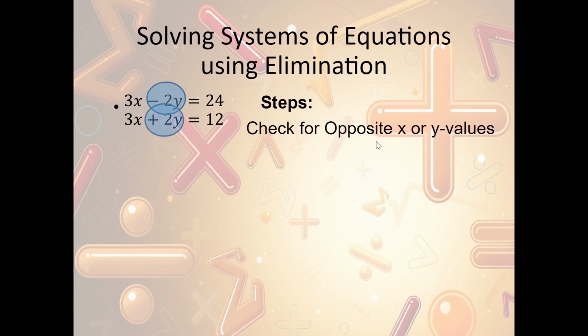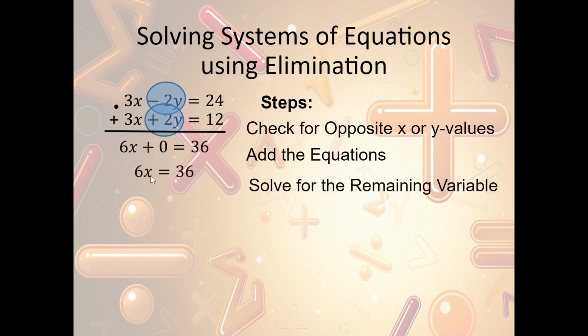If we have opposite x or y values, we're going to add the equations together. We're going to add the entire equation. So we add 3x plus 3x and we get 6x. -2y and 2y is equal to 0, right? That's the elimination part. We eliminated the y's. And then 12 plus 24 is 36. So we end up with 6x is equal to 36.